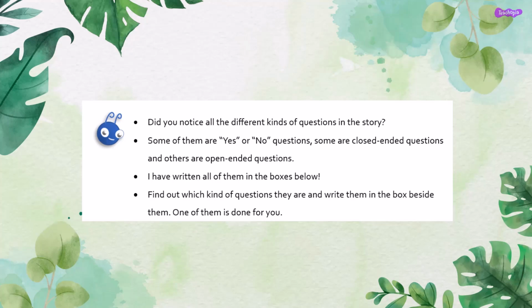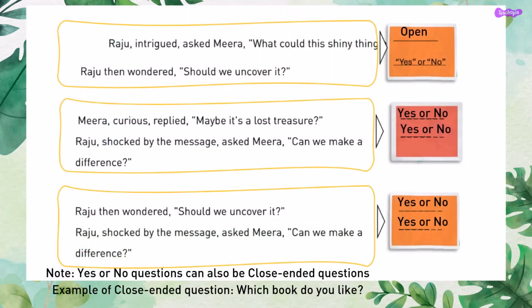Did you notice the different kinds of questions in the story? Ask the students which of them were yes or no questions, which of them were close-ended questions, and which of them were open-ended questions. The exercise that follows has written them down in boxes, and we need to identify what kind of question it is. As you see in your PBL, you have a list of questions.